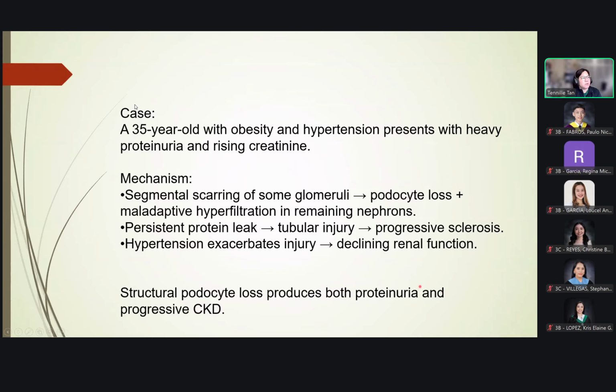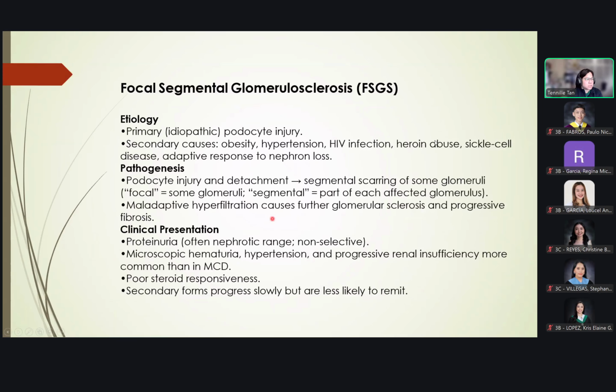So this is what we call focal segmental glomerulosclerosis. Patients might have a primary or idiopathic podocyte injury. Secondary causes include obesity, HIV infection, which has a collapsing variant of FSGS, patients with a history of heroin abuse, patients with sickle cell disease, or sometimes an adaptive response to nephron loss.